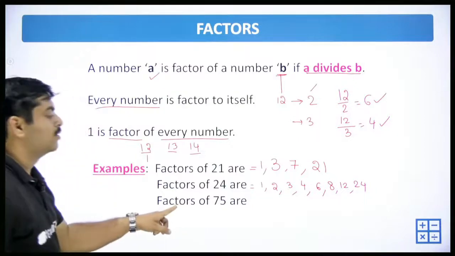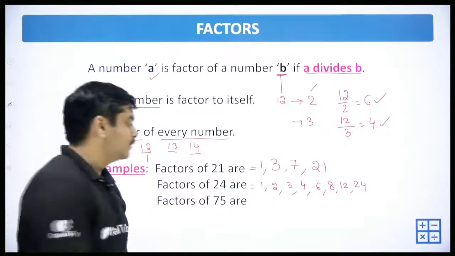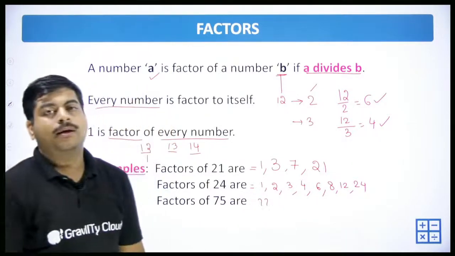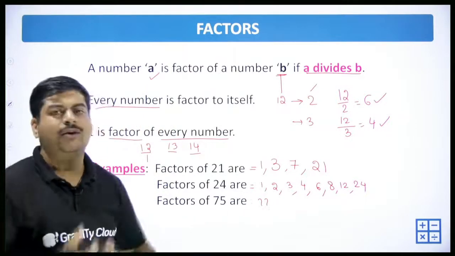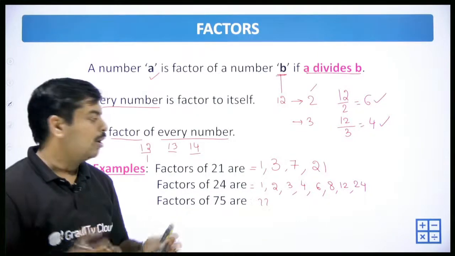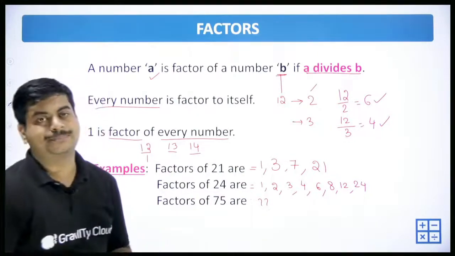And the same way we have factors of 75. So I'm leaving this for you. So please try to find the factors of 75. Maybe 5 may come and still a lot of other numbers may come. See whether 3 can come. Okay, so all these numbers are factors.